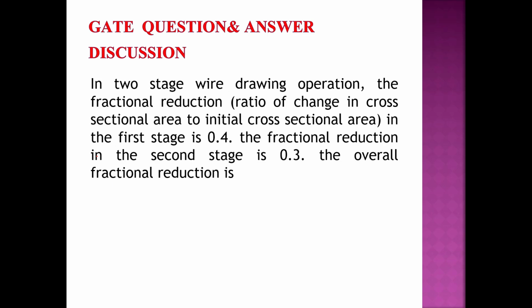In a two-stage wire drawing operation, the fractional reduction, the ratio of change in cross-sectional area to initial cross-sectional area, in the first stage is 0.4. The fractional reduction in the second stage is 0.3. From that we have to calculate the overall fractional reduction.